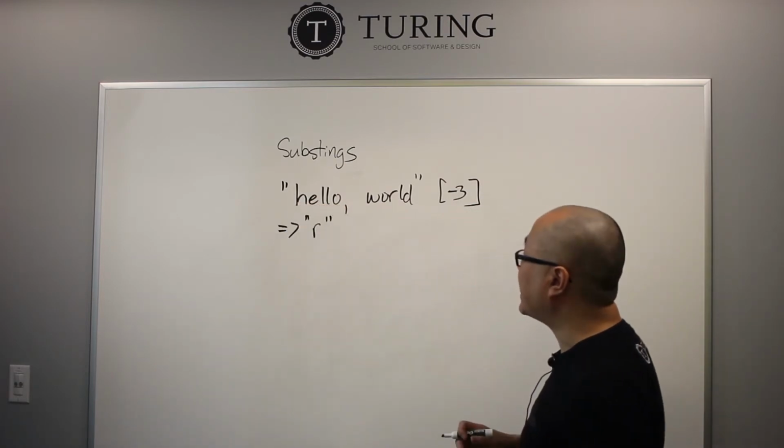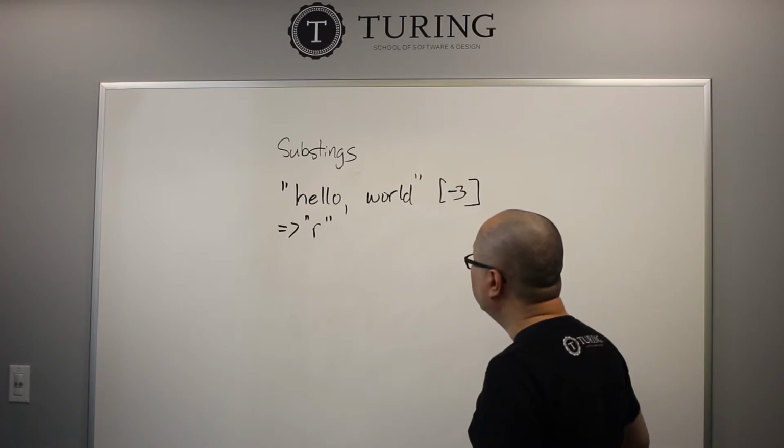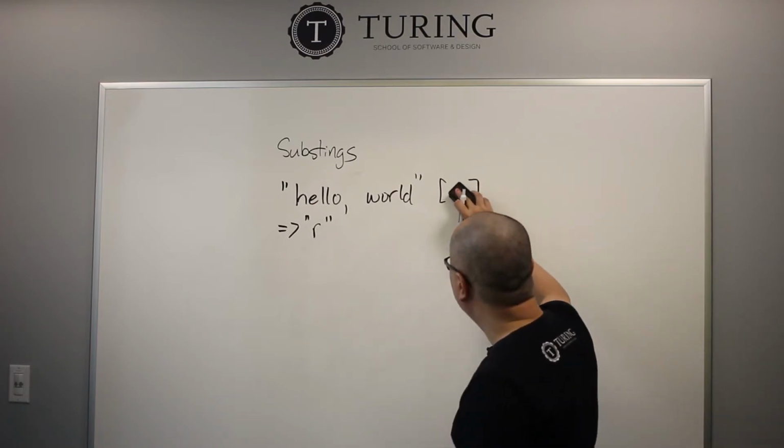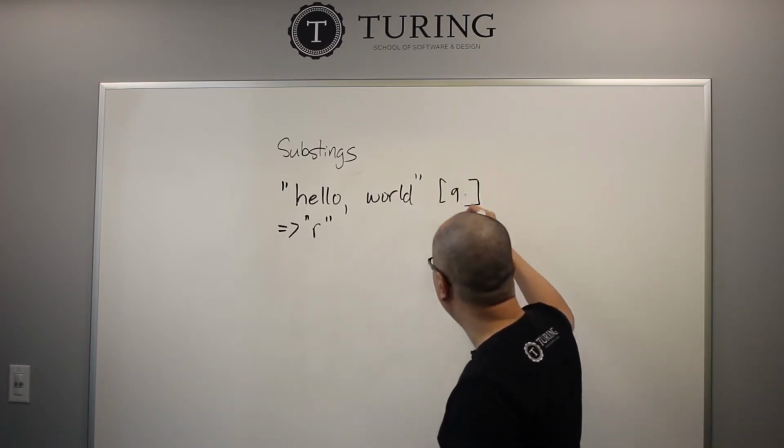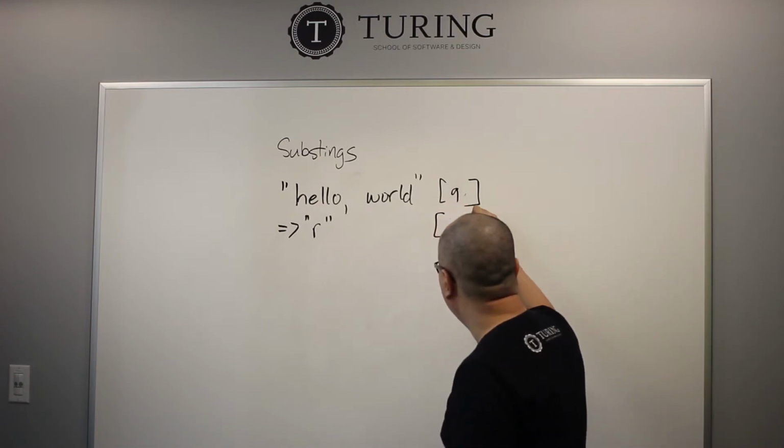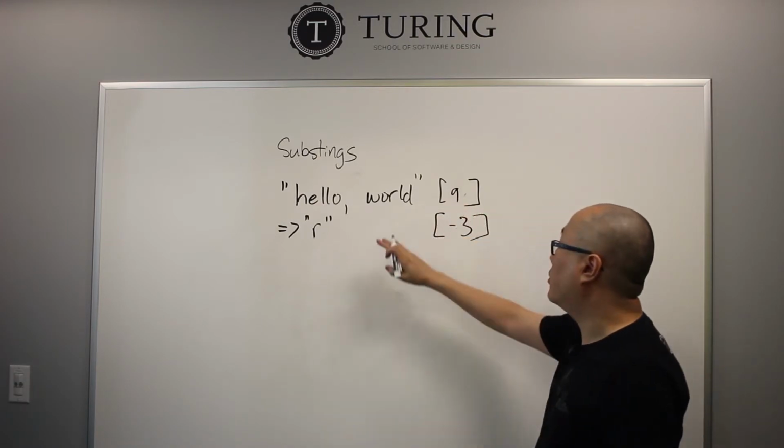I'm not very great at counting. So we should be able to get that R again by typing in hello world 9. Both hello world 9 and hello world -3 should give us that R.